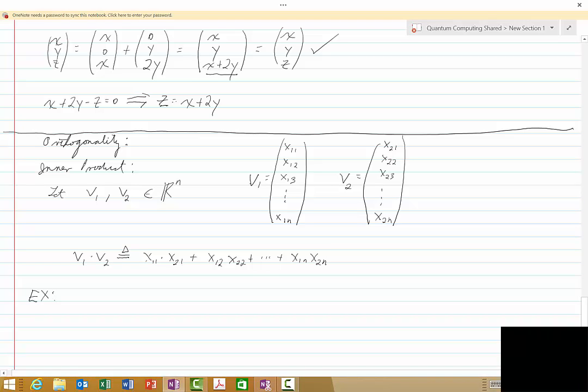And this is an idea that I imagine that all of you have seen before, but still we can look at a couple of quick examples. If perhaps we're looking in R3 and we had that V1 is equal to 1, 2, 3, and V2 is the vector 4, 5, 6, then V1 dot V2 is equal to 1 times 4 plus 2 times 5 plus 3 times 6, which is equal to 4 plus 10 plus 18, and that is equal to 32.